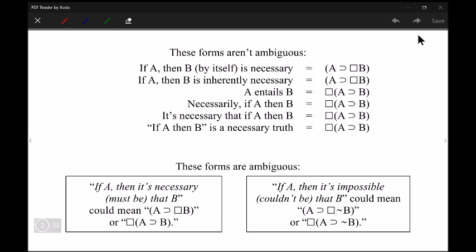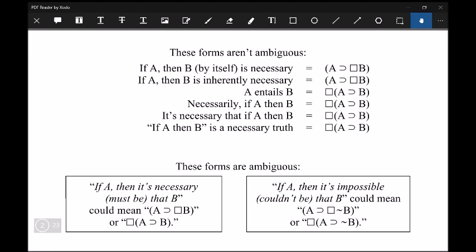If A, then it's necessary, or must be, that B. So you have an if, then, and in the second part you have a necessary or a must, a strong modal operator. So if A, then it must be that B, or it's necessary that B, and that could mean box inside or box outside. So it could mean if A, then B is inherently necessary. It could mean it's necessary that if A, then B.